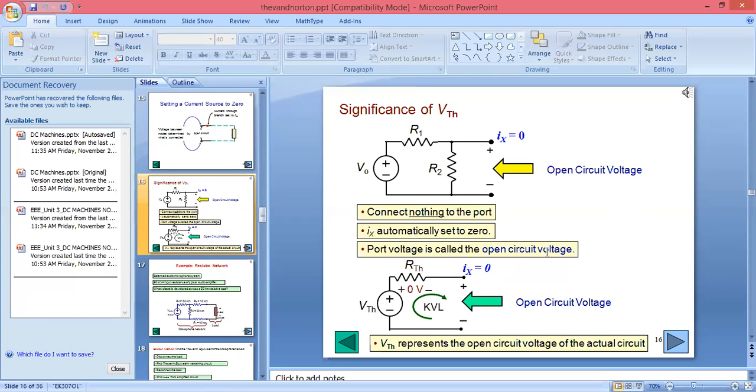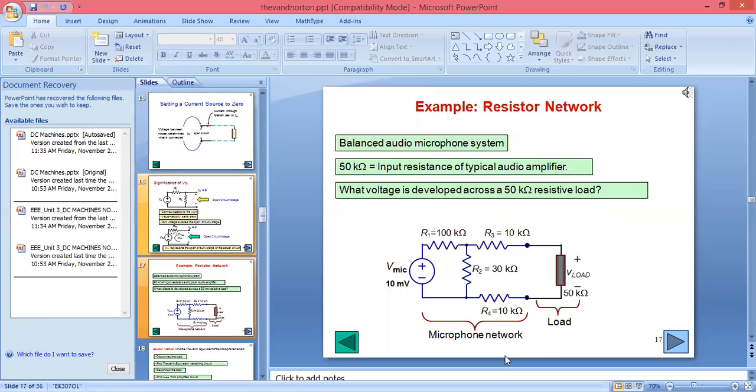Port voltage is called the open circuit voltage, because here, if you see, we are only taking the voltage and resistor with the open circuit. So we can say that the port voltage is the open circuit voltage, or the Thevenin voltage. So the Thevenin voltage represents the same voltage, that is nothing but the open circuit voltage of the actual circuit.